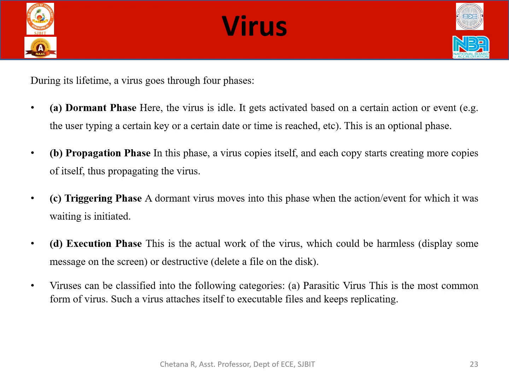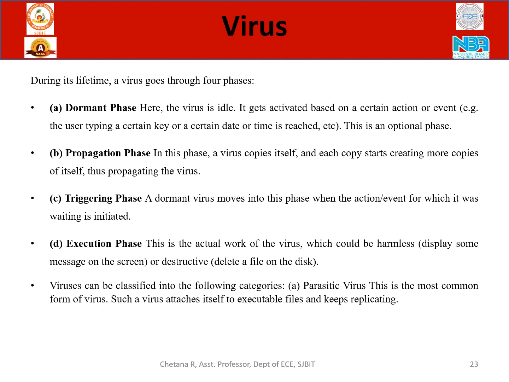Propagation phase. This is the phase where the virus gets propagated. The virus copies itself and each copy starts creating more copies. So it self-propagates. Triggering phase: from the dormant phase it goes into the triggering phase. On that particular date and particular time, the virus becomes active. That is called the triggering phase. A dormant virus moves into this phase when the event for which it is waiting is initiated. So it was waiting till a certain date, and on that particular date it begins its action.